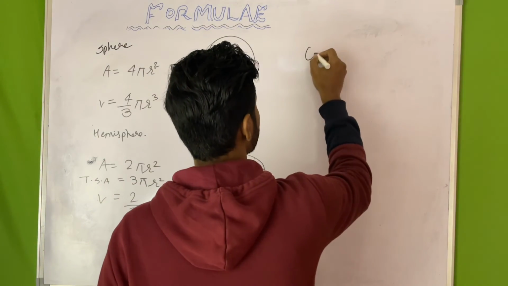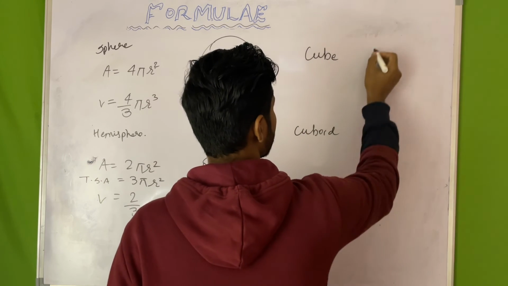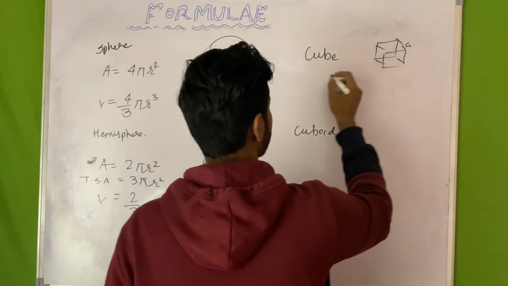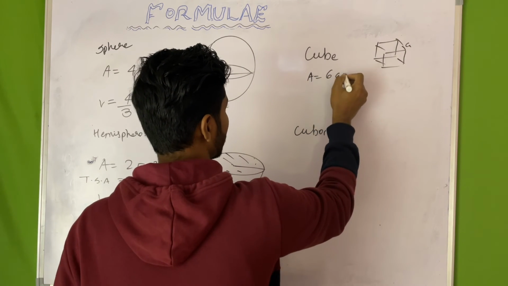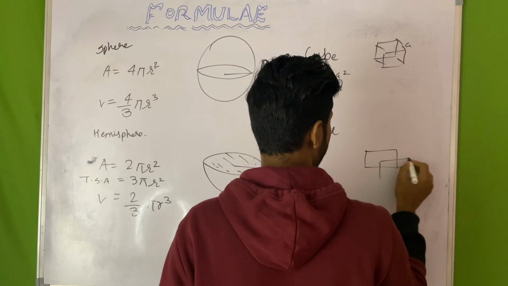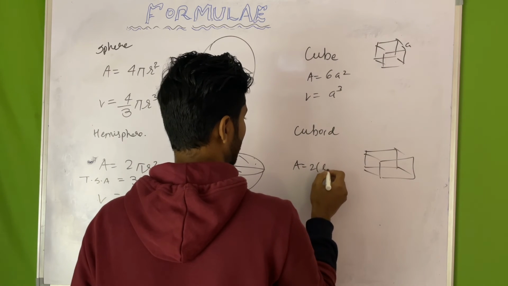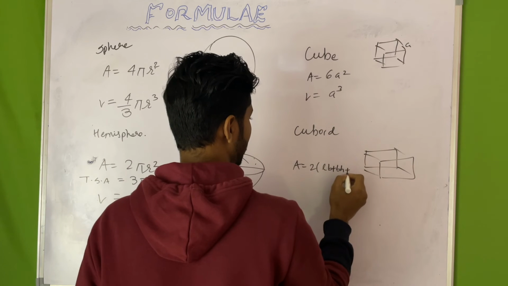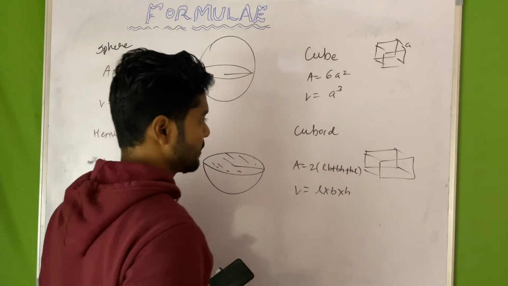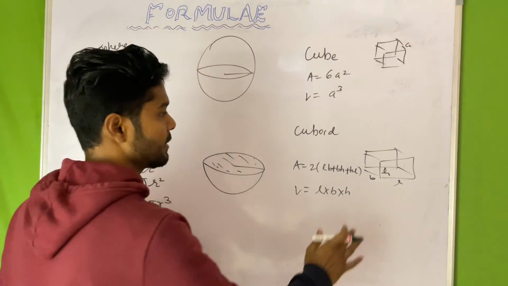Then we have cube, then cuboid. This is our cube having side a. So surface area is 6a square and volume is a cube. Similarly, cuboid, surface area is 2 (lb plus bh plus hl), and volume is length into breadth into height. This is length, this is width, this is height h.